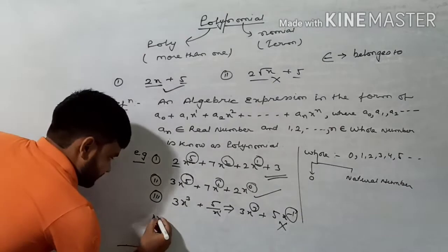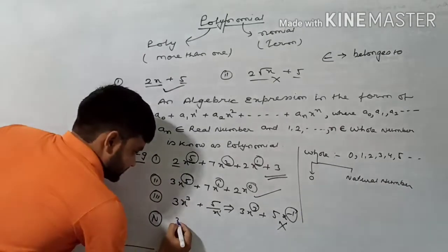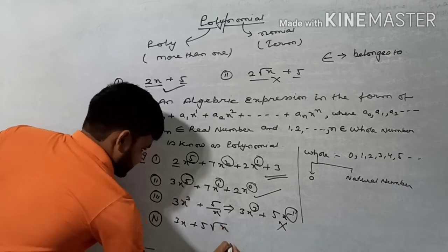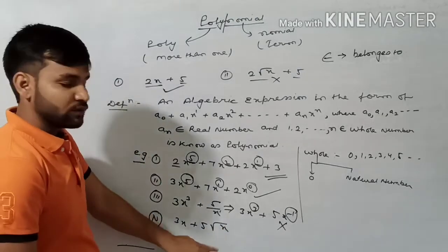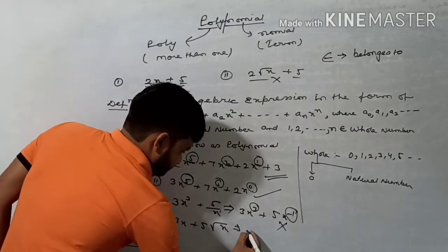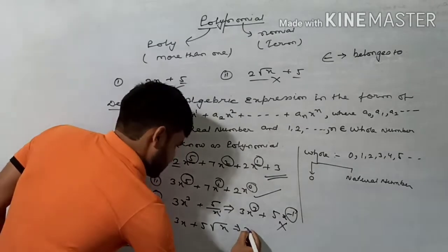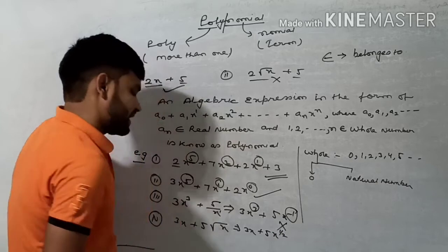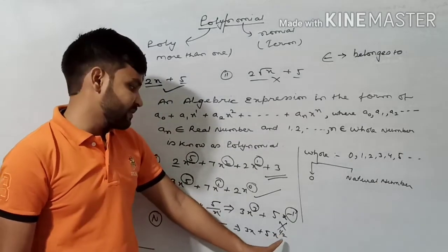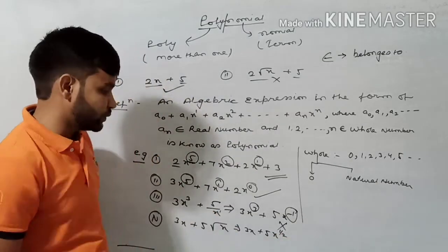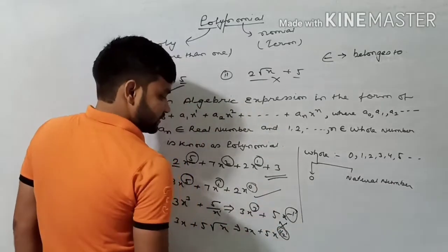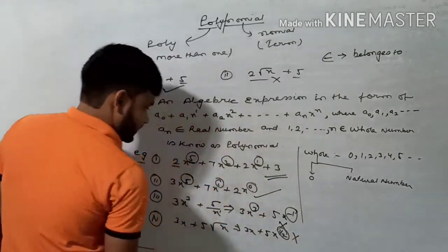Similarly, if we take another example, 3x plus 5 root x, root denotes power, and the power means x to the power 1 by 2. रूट मीन्स क्या होता है? डिग्री में पावर या पावर में कितना, तो 1 by 2 होता है. तो यह जो हो गया 1 by 2, होल नंबर्स नहीं होते हैं, इसलिए यह पोलिनोमियल नहीं है.